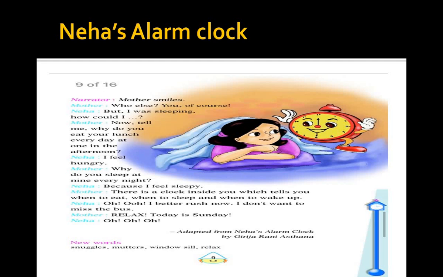So Neha feels hungry every day at a particular time, and that is why she has her lunch at the same time, that is 1 o'clock. So this is a kind of alarm clock inside her body that prompts her to have her lunch. So mother again asks her a related question. "Why do you sleep at 9 every night?" Neha says, "Because I feel sleepy." So this is also a kind of alarm clock that makes Neha sleep at night every day. Okay, so mother says there is a clock inside you which tells you when to eat, when to sleep, and when to wake up.